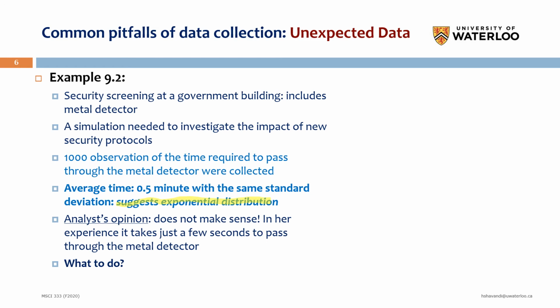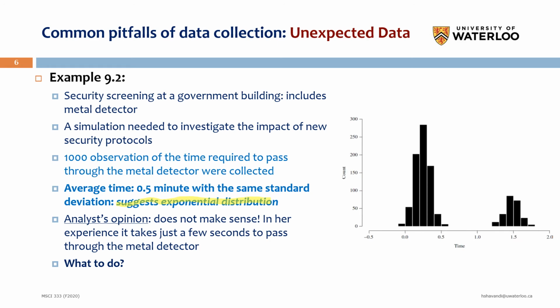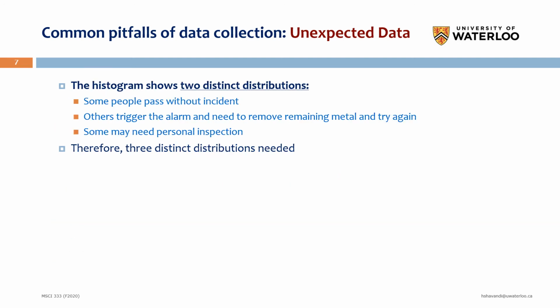So what should we do now in order to go into more detail and deeper on the data set? Here we can draw a histogram of the collected data. And after having the histogram, we see we have two categories of data in the 1,000 data set. So by having the histogram, we see two distinct distributions.